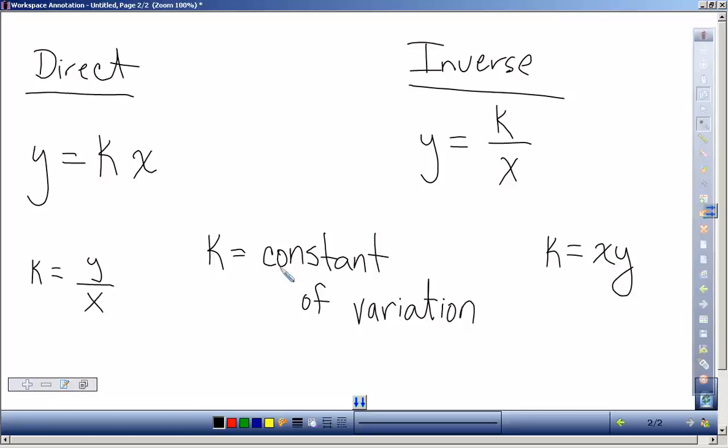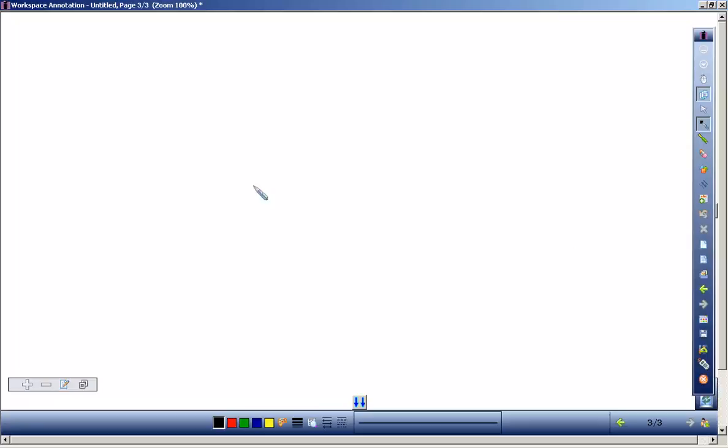And so if you're looking at a table of values and you want to know whether or not they have a direct relationship or an inverse relationship, then what we want to do is take all the pairs of numbers and divide them and multiply them. If we divide them all and we get the same number every time, then they have a common k and it's a direct relationship. If we multiply the numbers every time and we get the same number every time, they have a common k and it's an inverse relationship. If we divide them and we multiply them and we get a different number every time, then it's neither a direct or an inverse relationship.